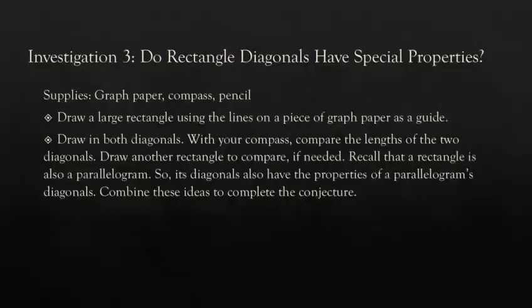For our third investigation, we need graph paper, a compass, and a pencil. Draw a large rectangle using the lines on a piece of graph paper as a guide. Draw in both the diagonals. With your compass, compare the lengths of the 2 diagonals. Draw another rectangle to compare if needed. Recall that a rectangle is also a parallelogram. So all the diagonals of a rectangle are going to have the property of parallelograms. We're going to combine these ideas to complete our conjecture.